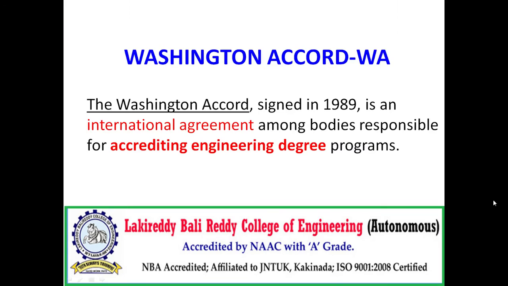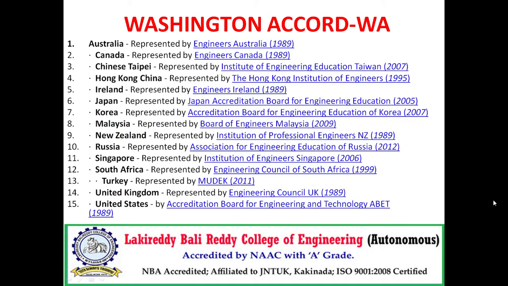And this Washington Accord is an international accreditation agreement among various countries to accept the engineering degrees of their graduates. So it's a mutual understanding agreement among these countries, and it was established in 1989. And not only Washington Accord, we have a Sydney Accord and Dublin Accord also. Under this Washington Accord, you can see there are 15 countries in this list, and every country has a certain accreditation agency to assess their quality of education.